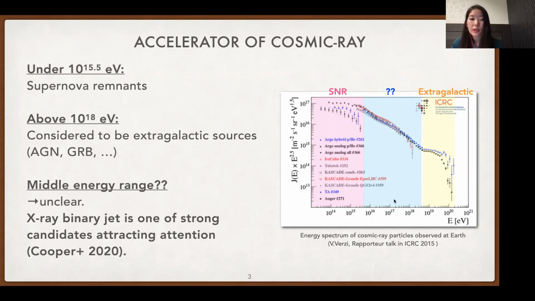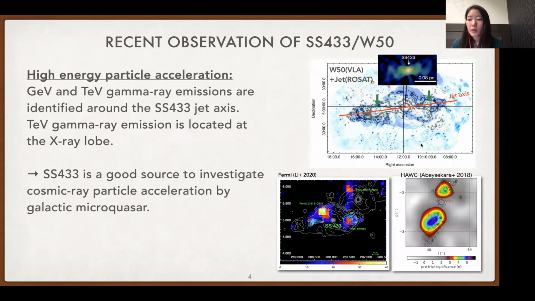Recently, X-ray binary jets are attracting attention as a strong candidate to explain this energy range, because of their scale size, time scale, and population. And recently, the microquasar SS433 has received a lot of attention because GeV and TeV gamma-ray emissions have been identified around SS433 and W50.